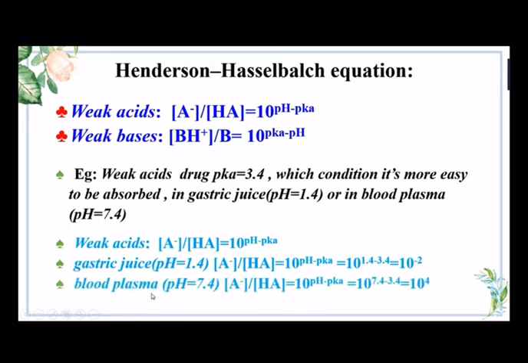In blood plasma, the ratio of ionized to non-ionized equals 10 to the power of 7.4 minus 3.4, which equals 10,000. It means the ionized form is 10,000 times the non-ionized form. So in this situation, a weak acid drug is more easily absorbed in gastric juice than in blood plasma, because in gastric juice more of the drug is in non-ionized form.